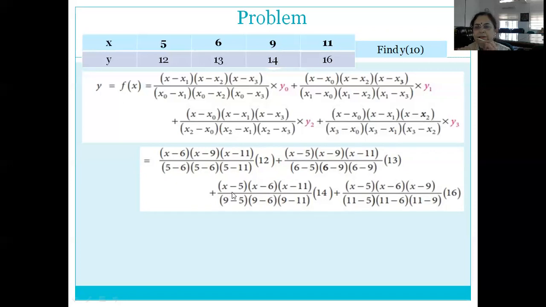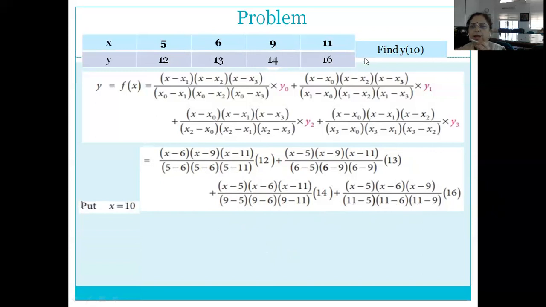Third factor, x minus 5, x minus 6, x minus 11, because it is for the third data point. In the denominator, now the data point is 9, 9 minus 5, 9 minus 6, 9 minus 11, correct? Multiplied by 14. And the last factor is x minus 5, x minus 6, x minus 9 divided by the unknown data point. The value of x will be 11. So it will be 11 minus 5, 11 minus 6, 11 minus 9 multiplied by 16. Okay, so we can make two corrections, one here and one here.